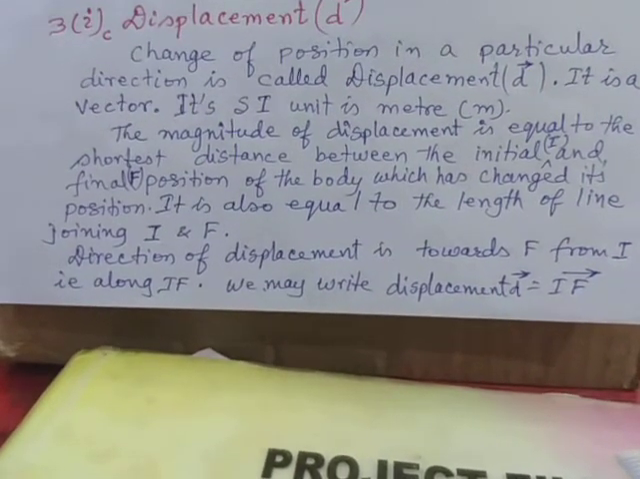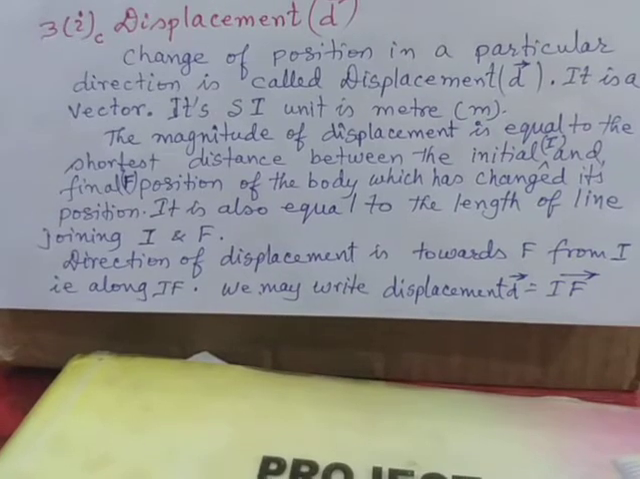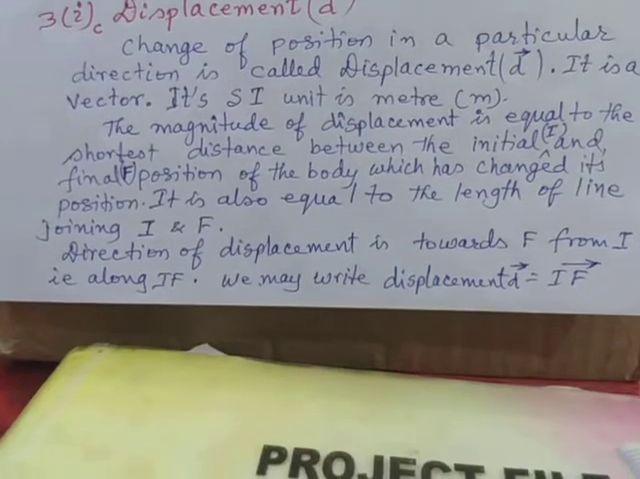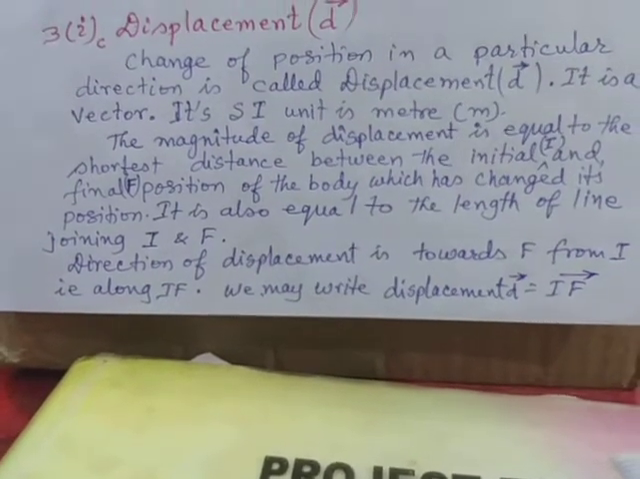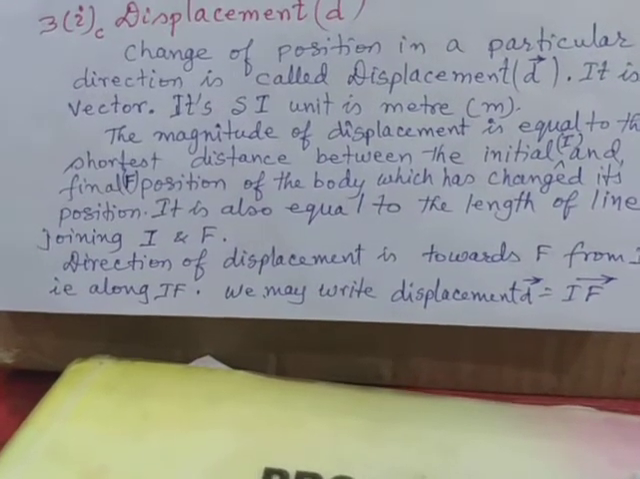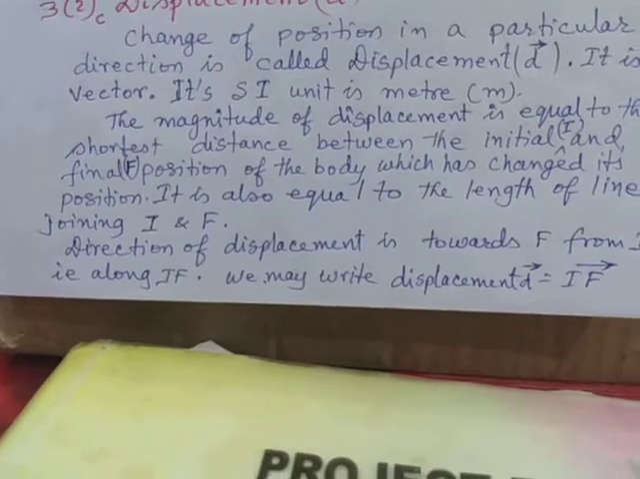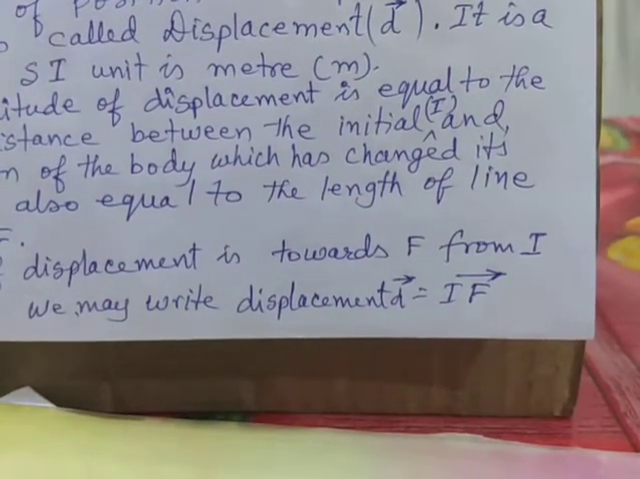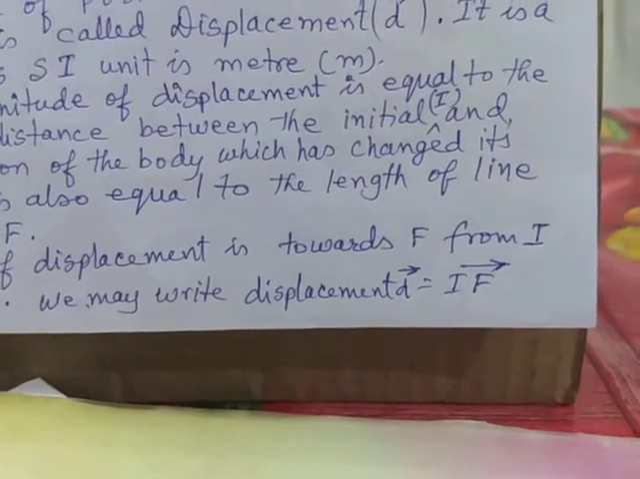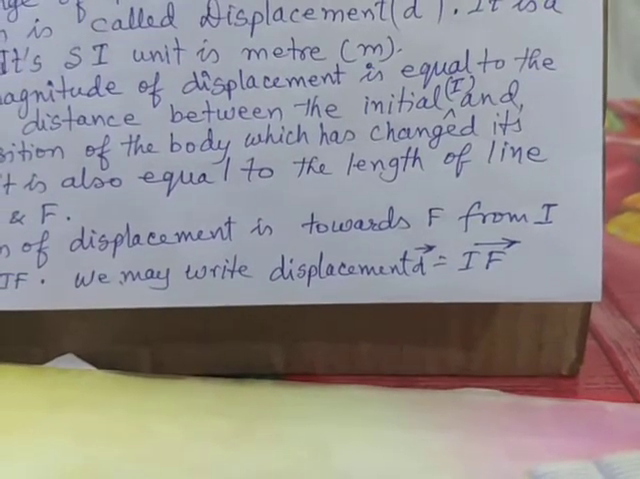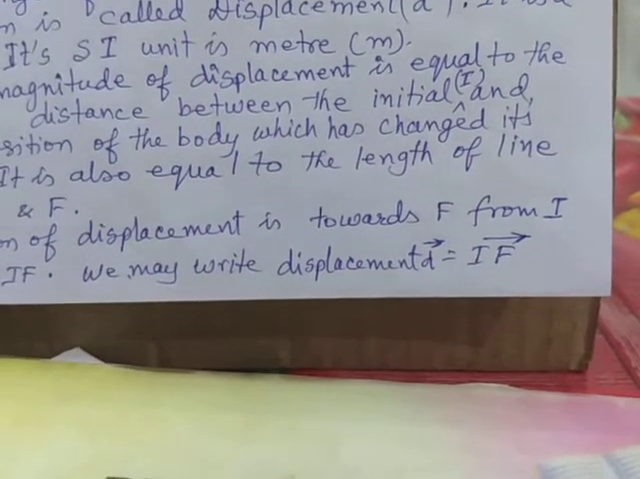Say for example, a body moves from point I and reaches point F by some path followed by it, then the shortest distance between I and F will be the magnitude of displacement, and the direction will be towards the final point from the initial point, that is along the IF vector. So the displacement can be written as D with an arrow, because it is a vector quantity, equal to IF with an overhead arrow to represent that the direction is from I to F, and the magnitude is equal to the length of the line segment IF.